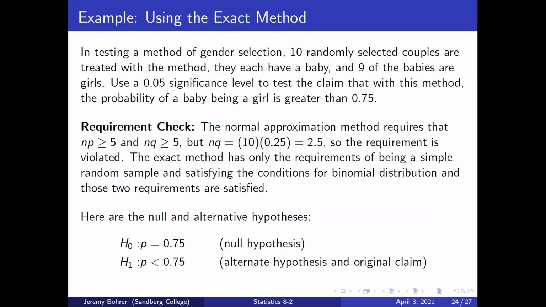Here are the null and alternative hypotheses. H0 is p equals 0.75. That's our null hypothesis. And H1 is p greater than 0.75, which is our alternative hypothesis and original claim. I mistyped on the slide, sorry.